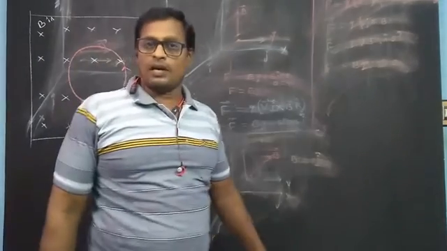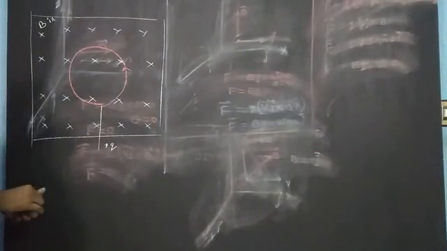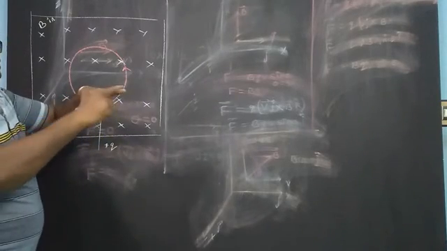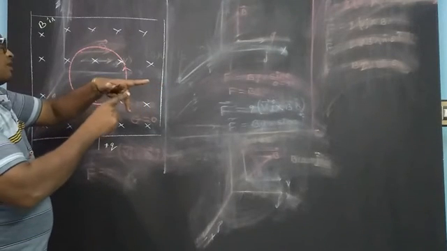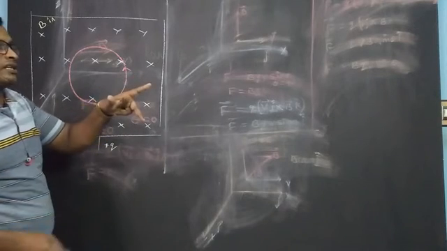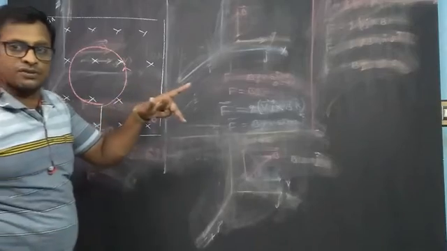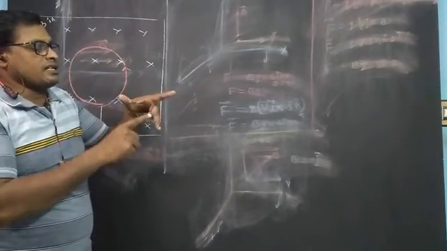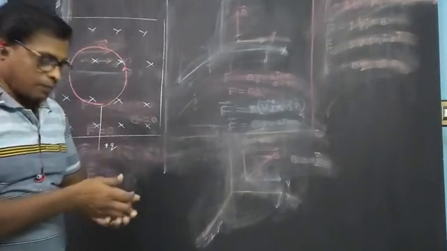Rotate in the circular path. So the force acts in a perpendicular direction. For example, if this is the direction of the magnetic induction, and this is the velocity of the particle, this will be the Lorentz force. If this is magnetic induction, this is velocity, this is Lorentz force, both are in perpendicular directions.